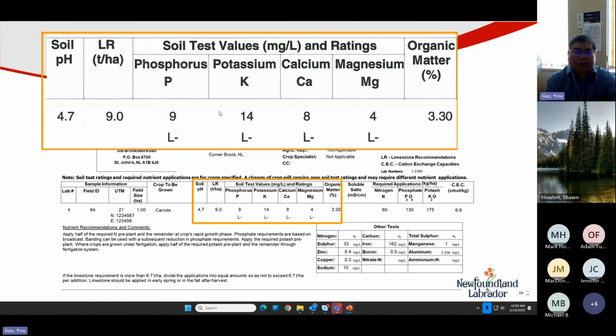The numbers are put here: P, K, calcium, magnesium. The unit is for the element, either pure P or pure K, calcium, magnesium, in ppm. The rating in this case is low minus, which is very low, and basically this field has very low nutrients. The organic matter is 3.3, no surprise. Normally if you have low soil fertility, you have low organic matter as well.